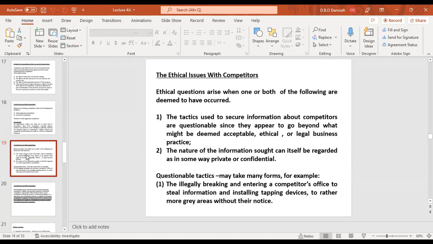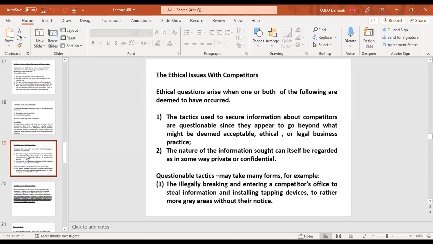Yeah, but look, listen to this. Ethical questions arise when one thing happens. Yes, we can get that information about other universities. But the first one, see, if the tactics used to secure information about competitors are questionable, right? It becomes a problem. I will explain.